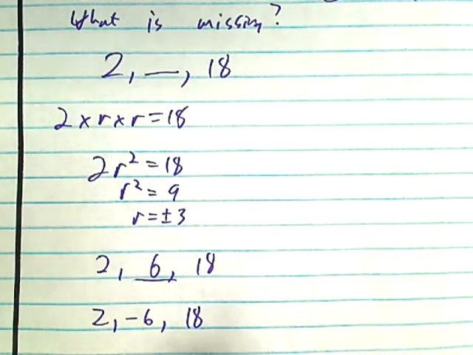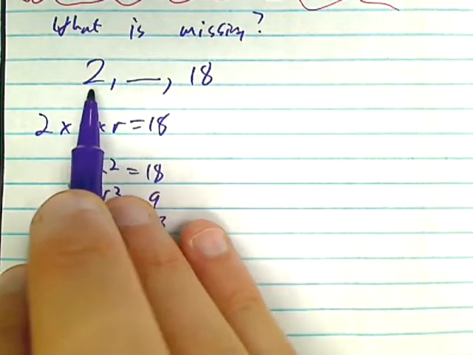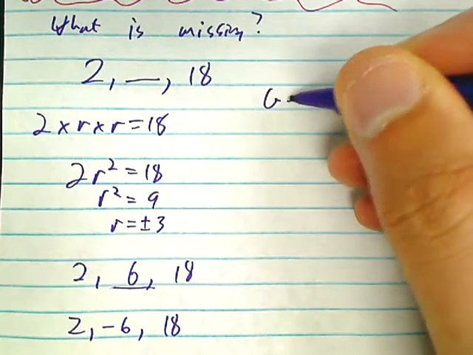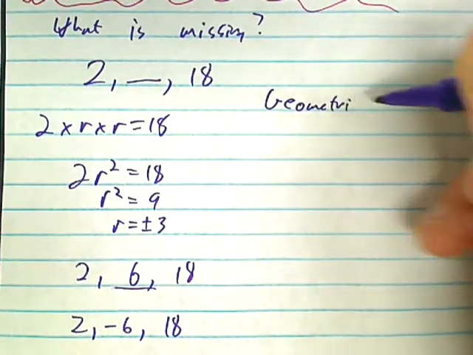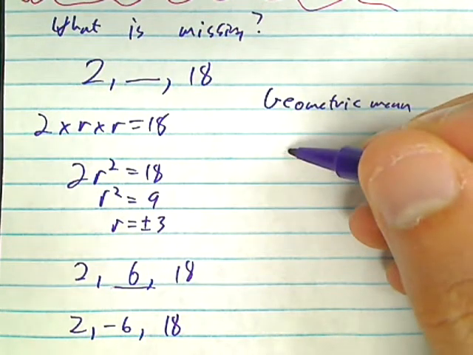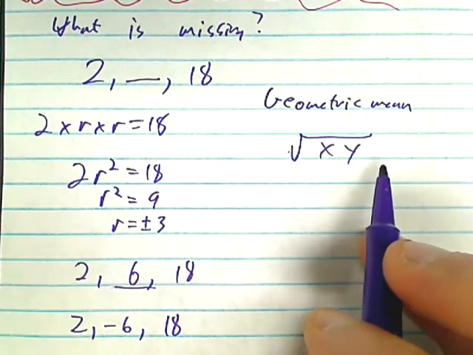Beautiful. Another way to do this, look at the geometric mean. The geometric mean, yesterday we could just add the numbers together and divide by 2 to get the middle number. The geometric mean is, well, let's look in our book. It's back on the page, right? The square root of xy, the square root of the numbers multiplied together.